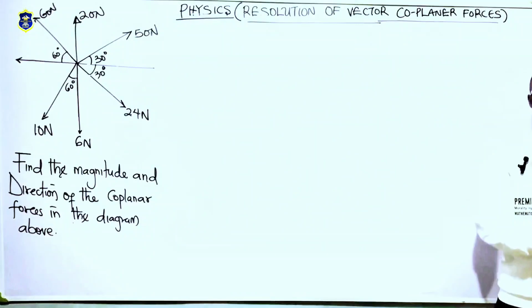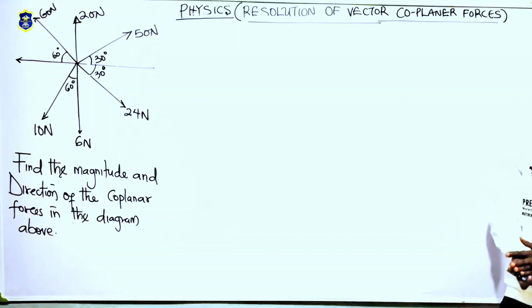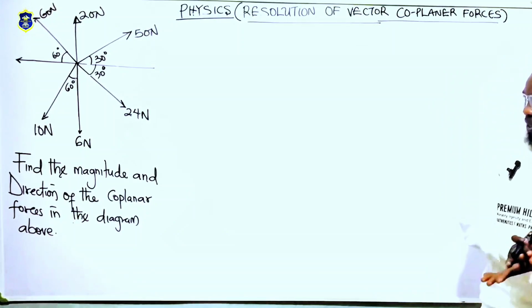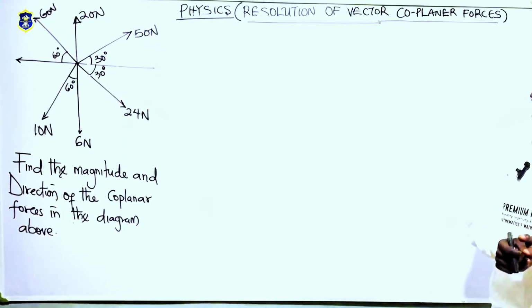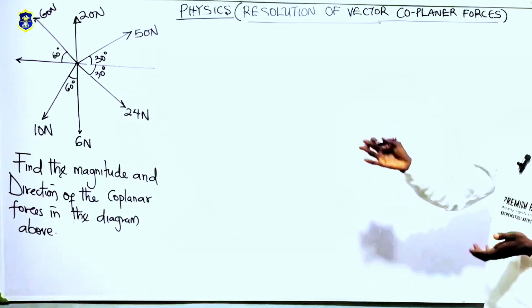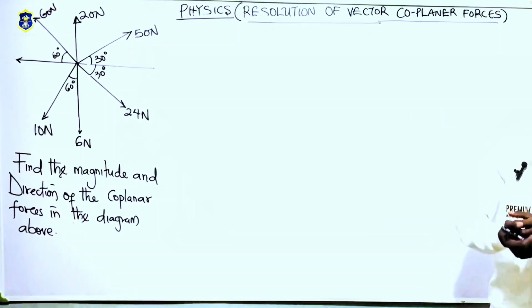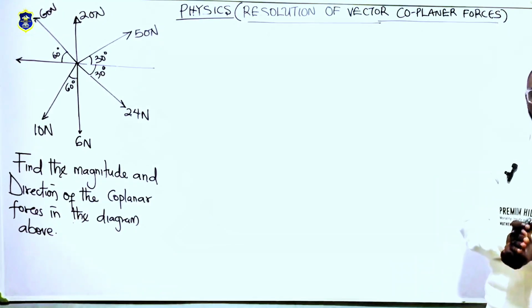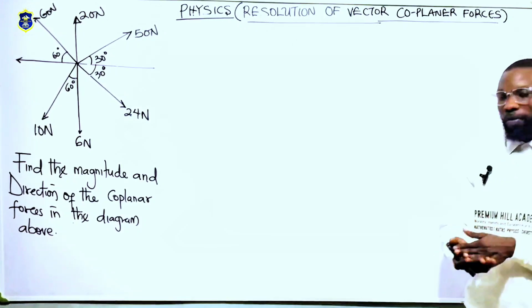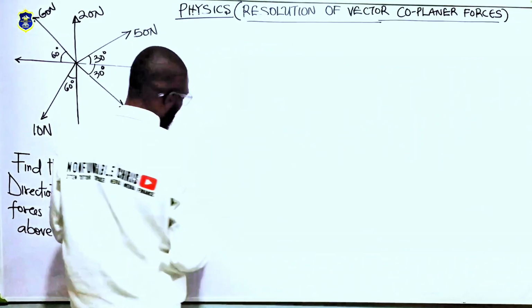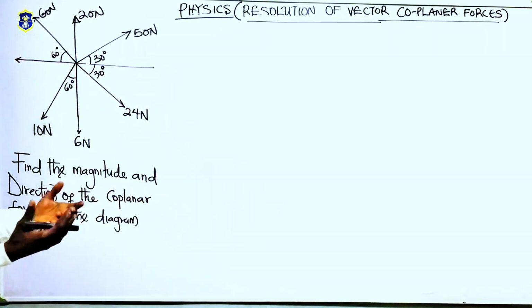Alright guys, question 1 says we should find the value of the magnitude and direction of the coplanar forces in the diagram above. So that's the diagram above. They're all coplanar forces acting at a point, right? So how do we solve this? Very simple. I'm going to be using my own method to show you how it works. So here's how it works, guys.